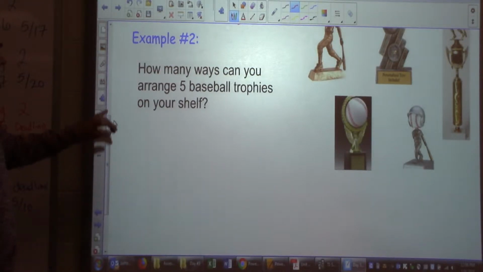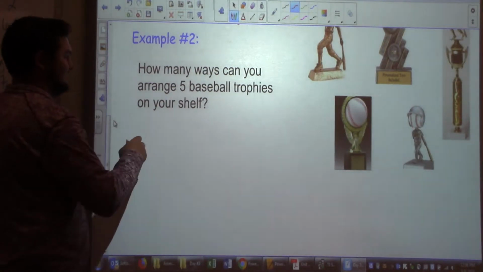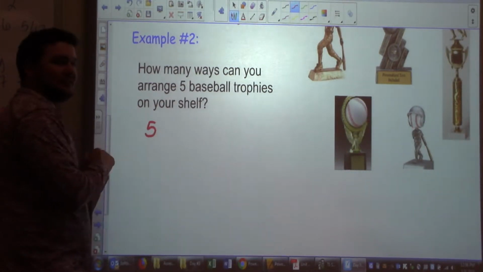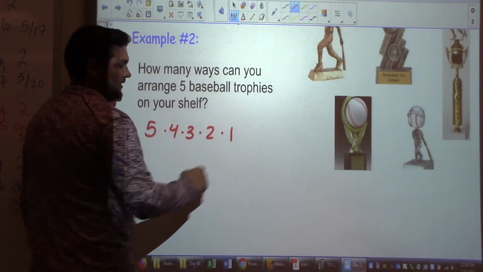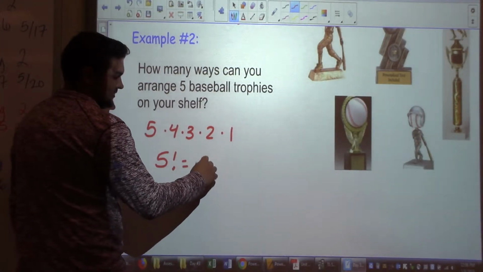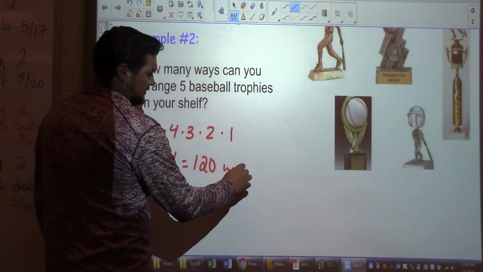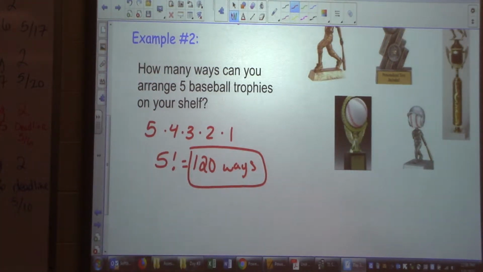All right. How many ways can you arrange 5 baseball trophies on your shelf? 120. Well, why don't you guys figure this out? 5 factorial. We have 5 to choose from the first time, 4 the second, 3 the third, 2 the fourth, 1 the last, which is the same as 5 factorial, which is 120. 120 ways. So those are why factorials are important. That's why we use them.